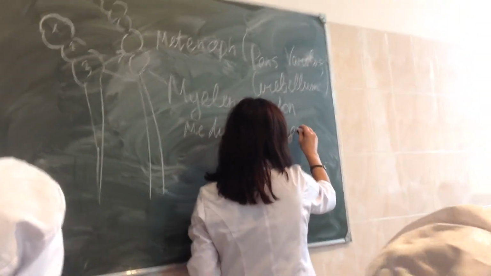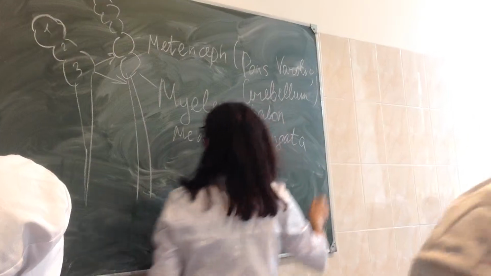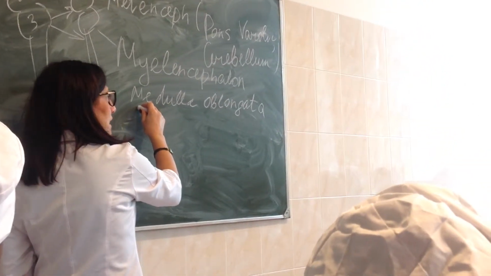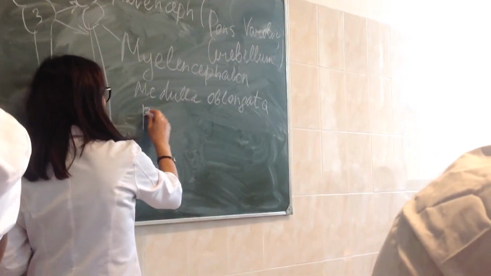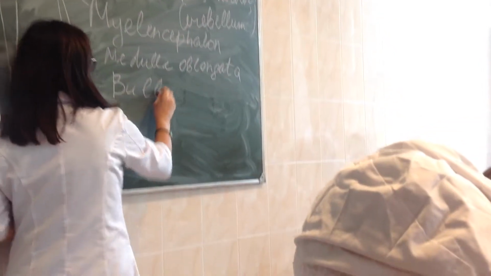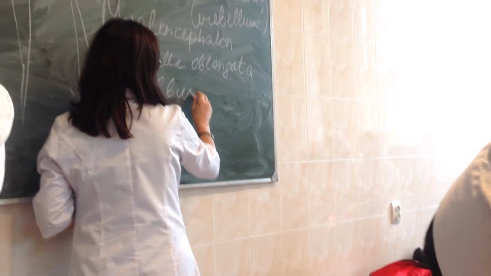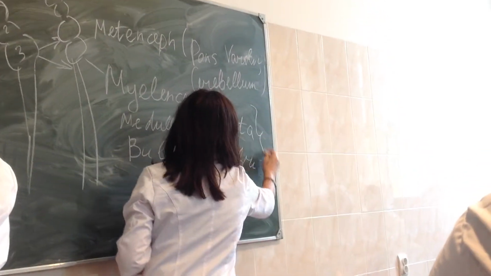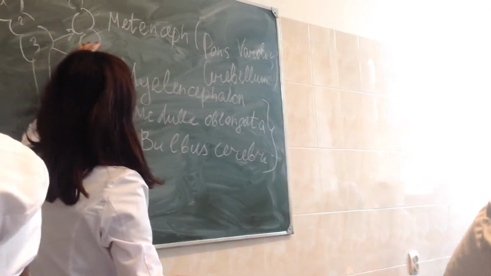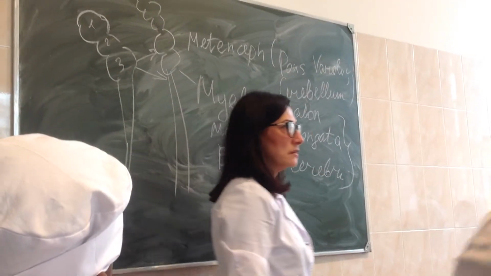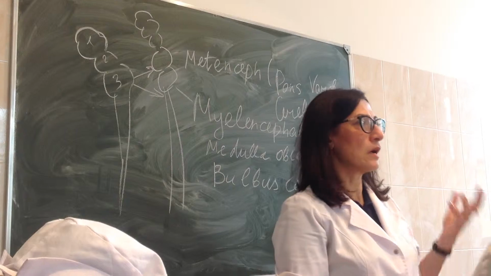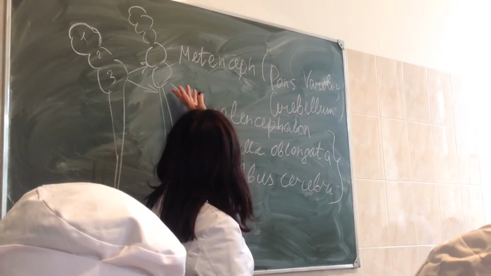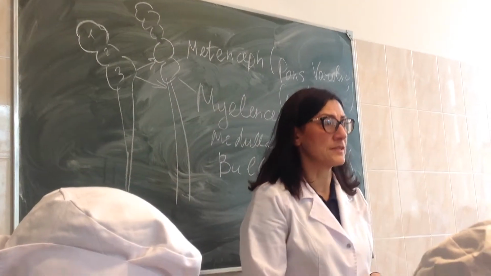And the third name, like garlic or onion, the cerebral bulb, it's called bulbus cerebri. There are all 3 names of the last part of the brain: myelencephalon, medulla oblongata, or bulbus cerebri. It is the same part of the brain which develops from the 5th brain vesicle.